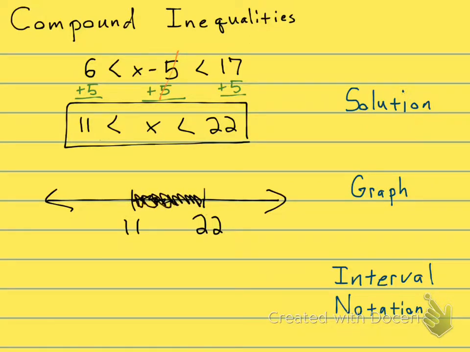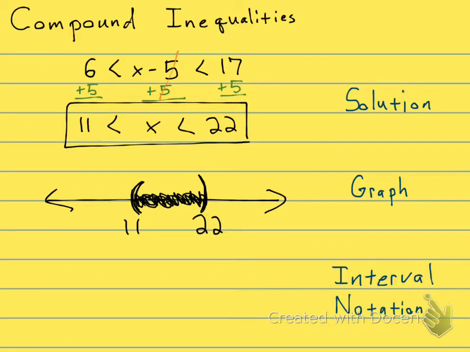Okay, so now you can see it's an and because we're shading the inside part. This gets a parenthesis, the 11 gets a parenthesis. And the 22 also gets a parenthesis. Okay, this is my graph.